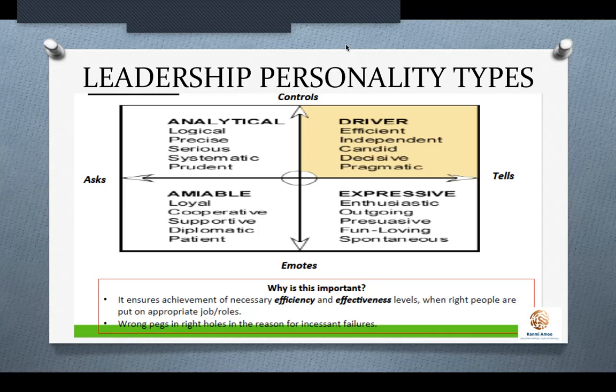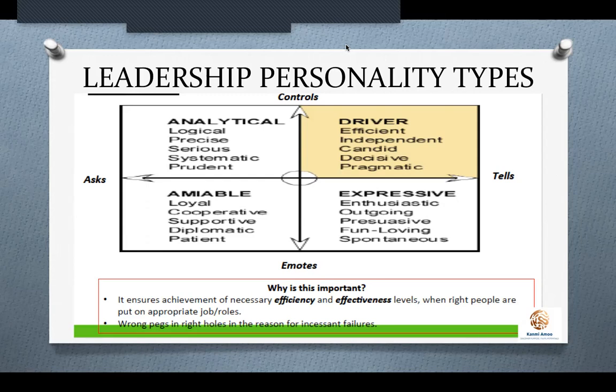There are the analytical personality types in leadership. There are drivers personality types in leadership. There are amiable personality types in leadership, and there are expressive personality types in leadership. Why do I lump leadership types and personality? Your personality is who you are because of a combination of both nature and nurture: biology, which is genes, and also your growth environment, which has conditioned you.